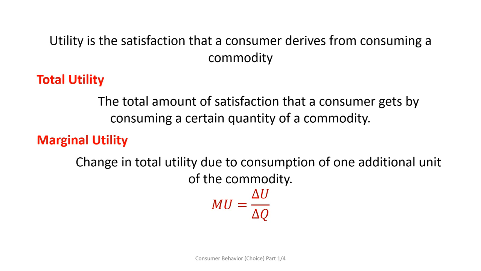Whereas marginal utility is the change in total utility due to consumption of one additional unit of the commodity. For example, you received a total of 20 units of utility by consuming 3 bananas. Now you ate a fourth and your total utility became 22. So the marginal utility of the fourth banana will be 2. Mathematically, we can write it as change in utility divided by change in quantity.